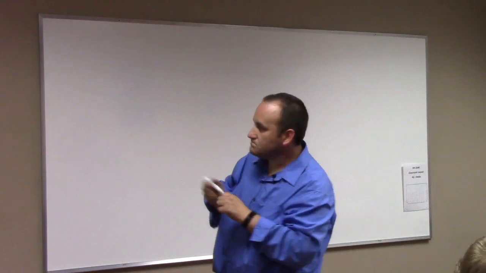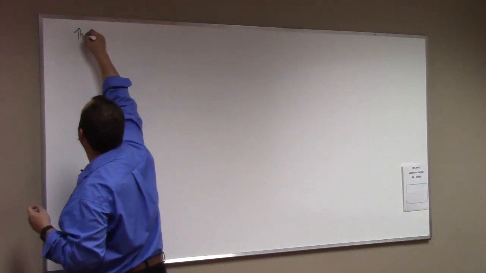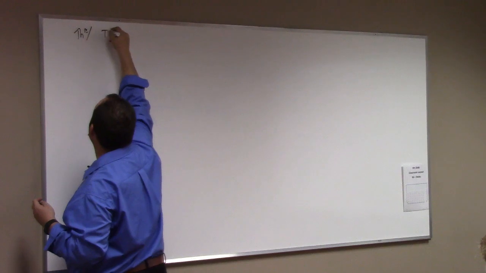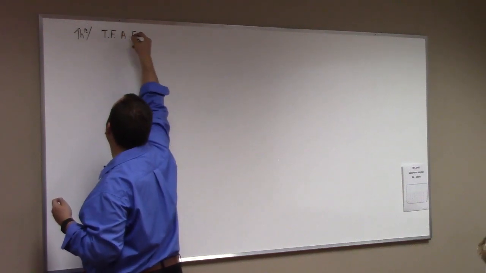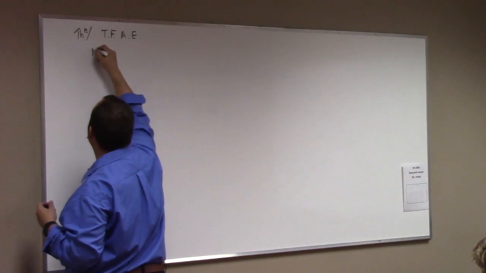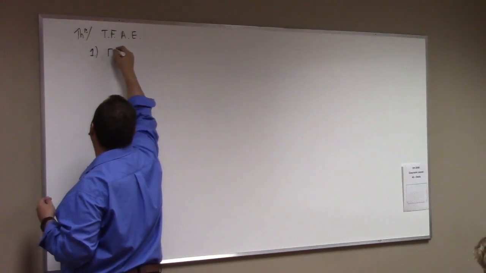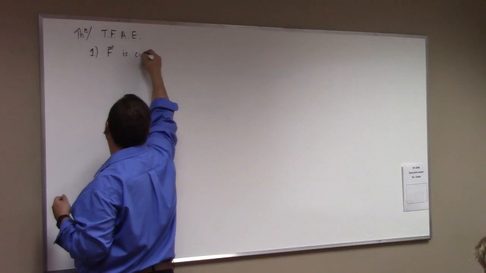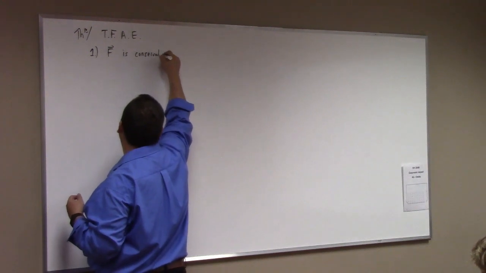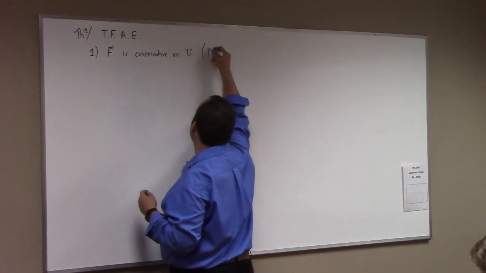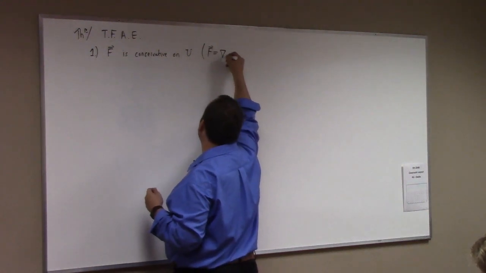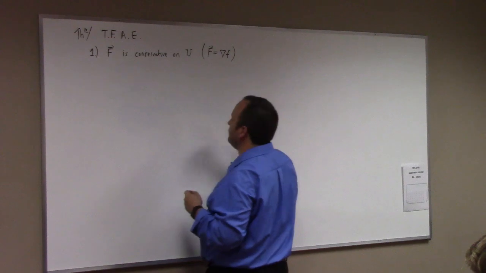But anyway, this is a theorem. The following are equivalent. 1, F is conservative on U. And here I mean F is equal to the gradient of some little potential function f.